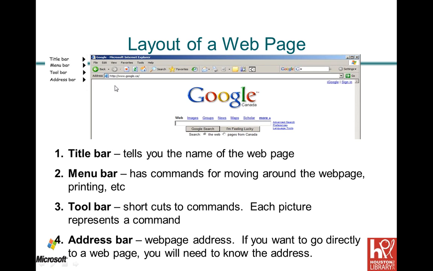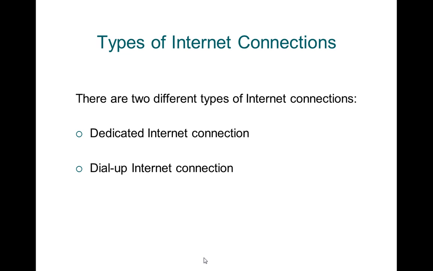Then there is the address bar. This is the address bar. This is the web page address. I can type the URL, that is HTTP, look over here, http://www.google.com or google.ca. If you want to go directly to a web page, you will need to know the address.